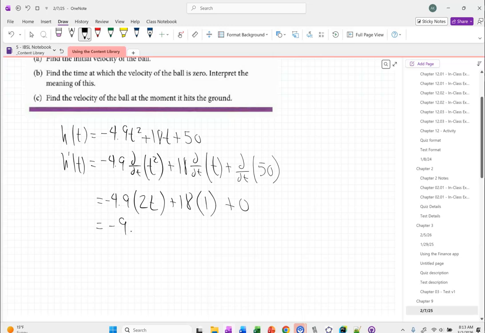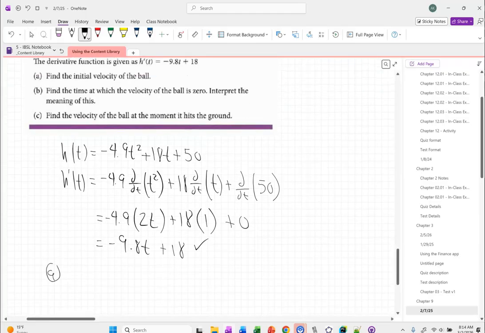And this is exactly the negative 9.8 t plus 18 that they quoted us earlier, right? Everybody's okay? Again, the problem didn't ask us to do that. We did it because we knew how to do it. It was good practice. Let's go ahead and do it.